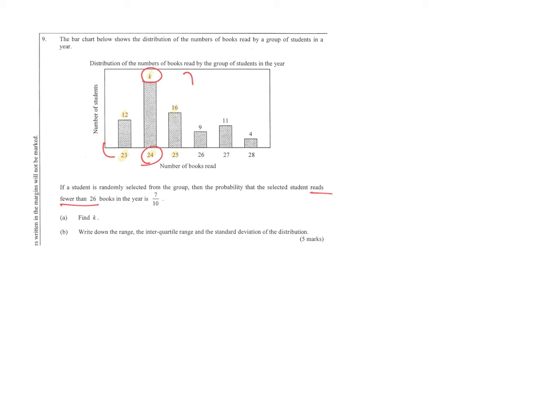Okay, so for doing these questions, first of all, we should consider the total number of students. That means 12 plus k plus 16 plus 9 plus 11 plus 4. And then for the numerator will be the number of students who read fewer than 26 books. Okay, so it should be 12 plus k plus 16. And then the probability is equal to 7/10. So we can develop an equation like this.